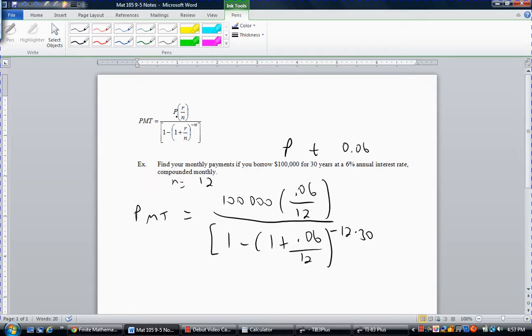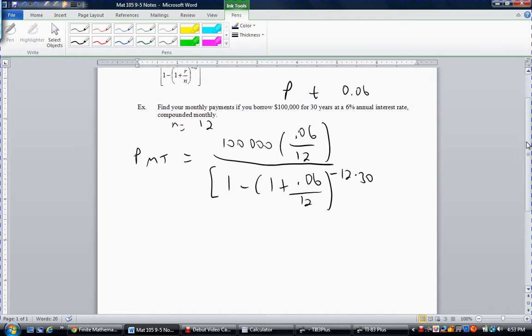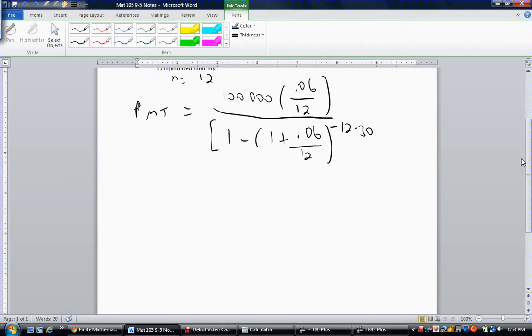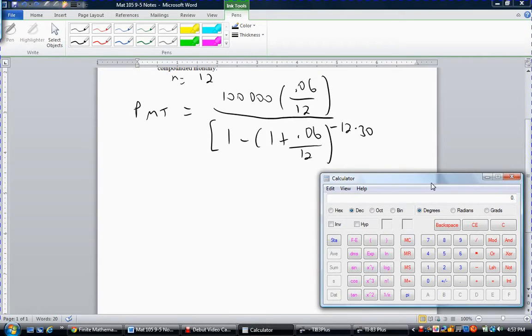And so notice that P is 100,000. Everywhere we have an R, we put 0.06. Everywhere we have an N, we put a 12. And everywhere we have a T, we put a 30. So the real question becomes, how do you find that answer? So what we're going to do, we're going to use a scientific calculator first.